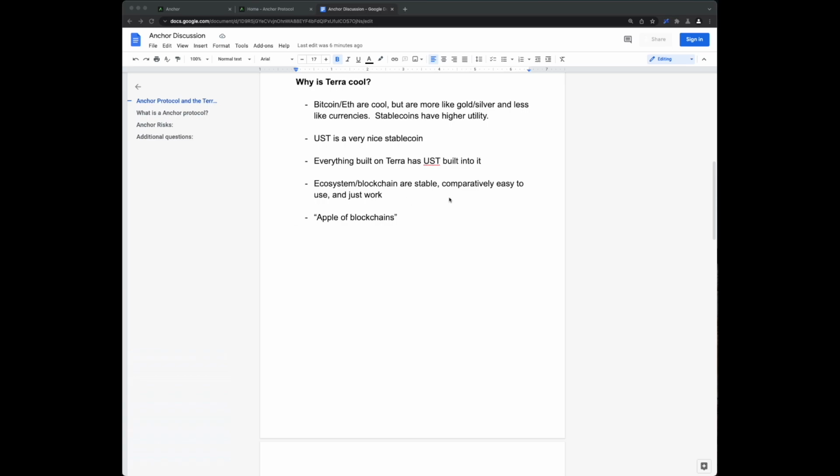Additionally, the Terra ecosystem has proven to be very stable, just from a technology standpoint. For example, another big alternative blockchain that people are excited about is Solana. But Solana has had a lot of outages where the whole blockchain will just go down for 4 or 8 hours. So it hasn't proven to be that stable, consistent, or reliable.